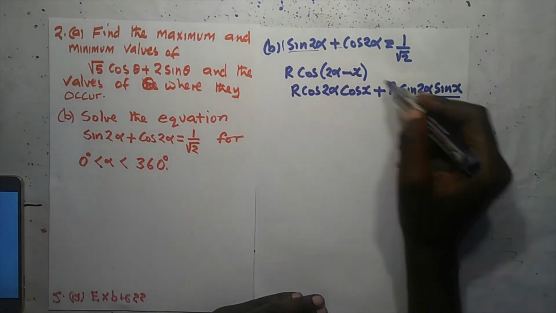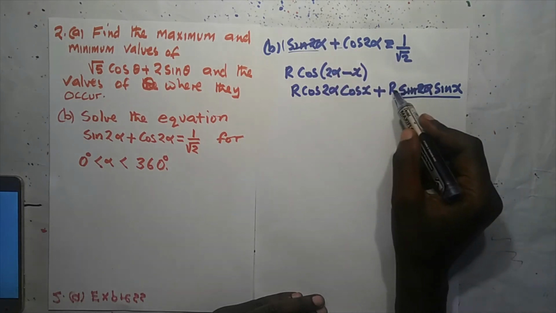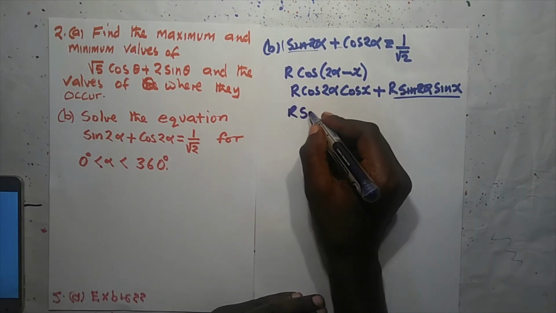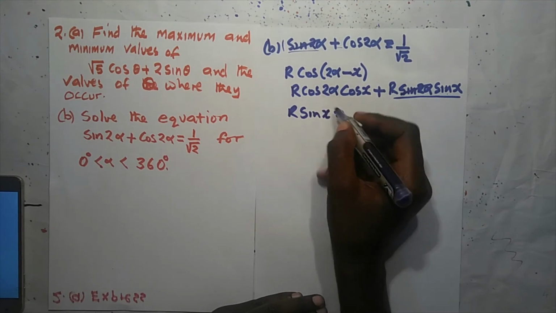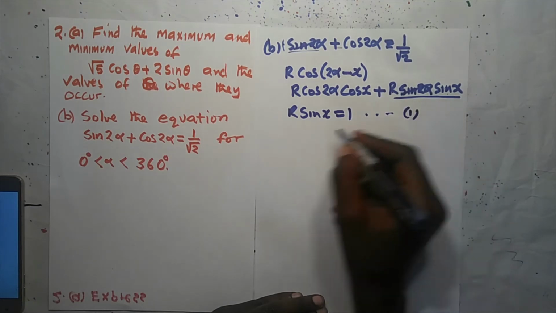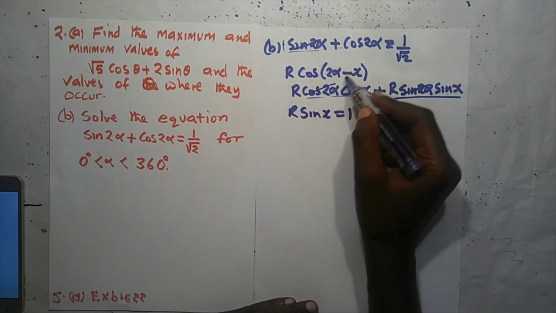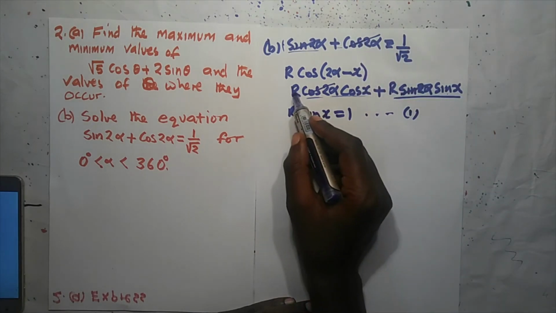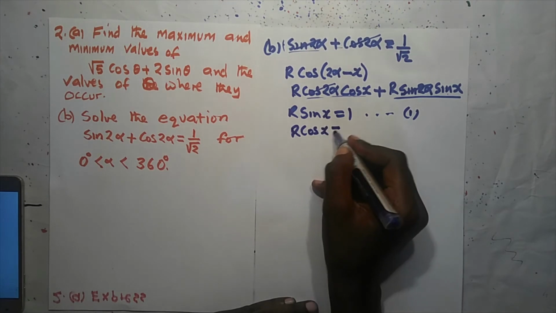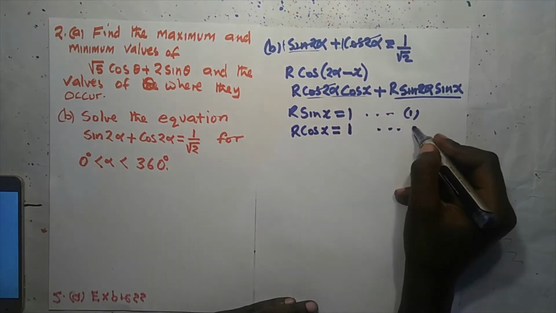So we are going to compare these two, and then we'll cancel the sine 2 alpha there. And then here you will remain with r sine x. R sine x is equal to this one here. And this is our first equation. And for our second equation on this part here, we are going to cancel cos 2 alpha here and that cos 2 alpha there. Here you remain with r cos x. R cos x is equal to, there's a coefficient of 1 there which has remained. So 1. And you have 2 here.